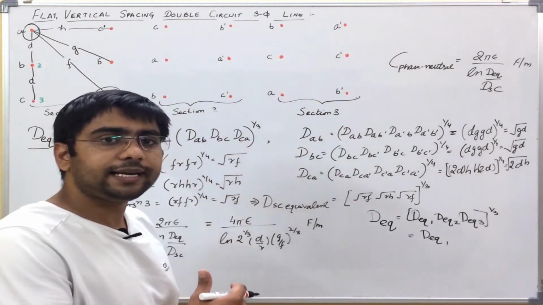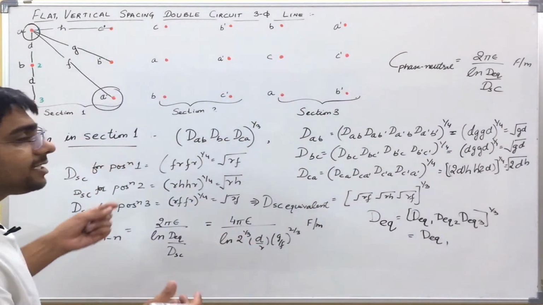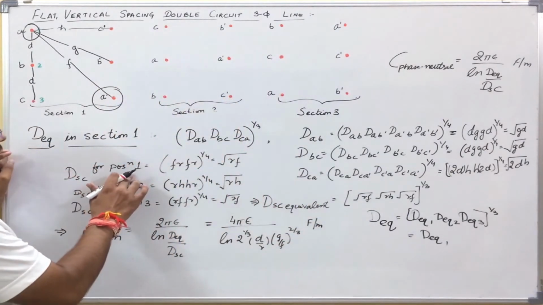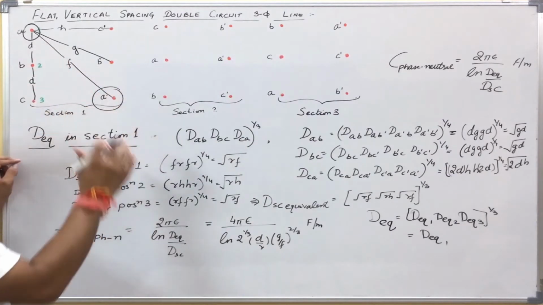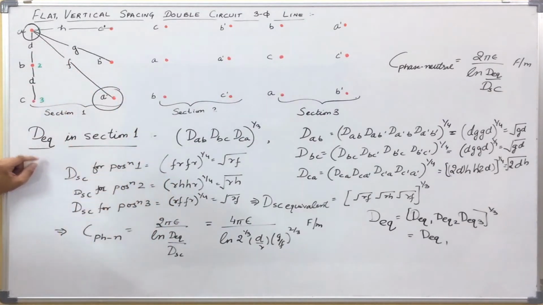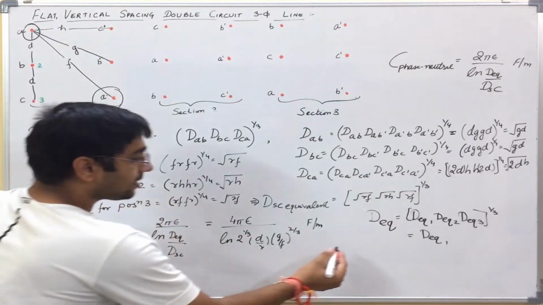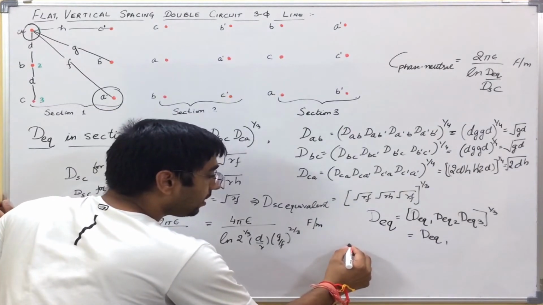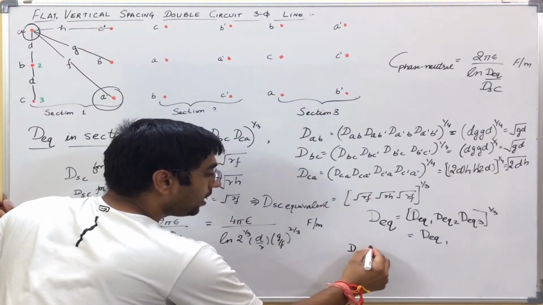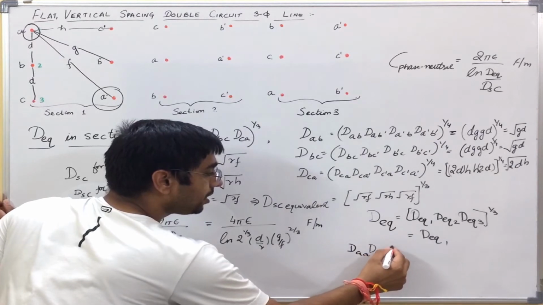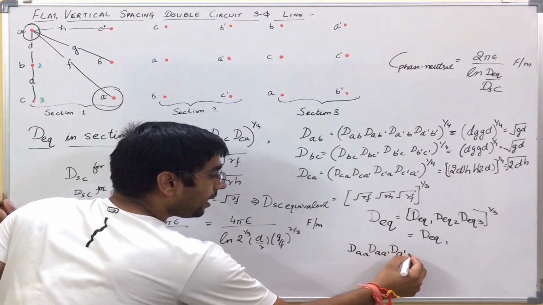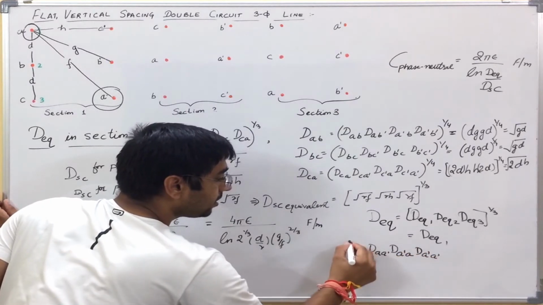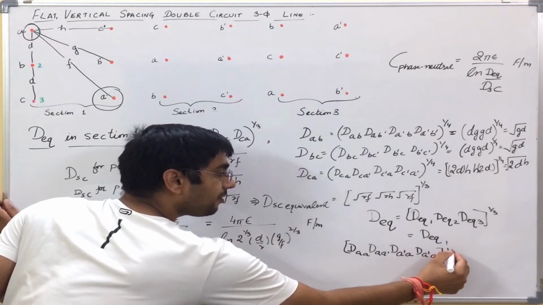Now let us come to the DSC. Now DSC will be different for all the three sections. So DSC in position 1, that is here in section 1, can be written as D. What is DSC? Let us say for phase A, we want to write DSC for phase A. It can be written as DAA, DAA dash, DA dash A, DA dash A dash raised to power 1 by 4.